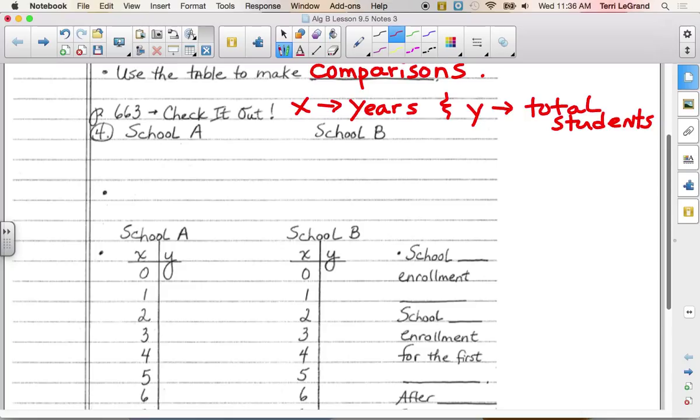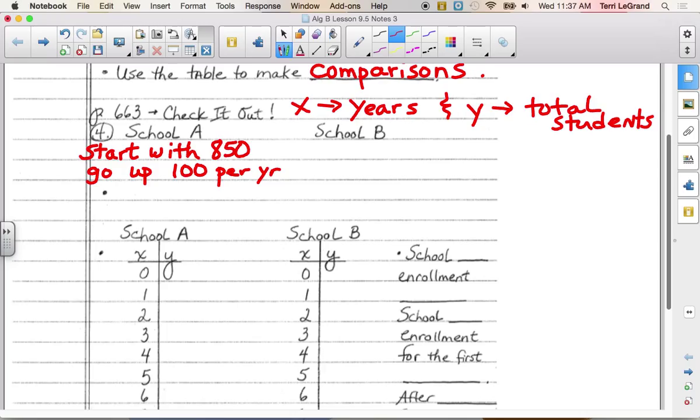Okay, so School A, let's just deal with School A. Let's write down some information that we know about School A. We know that they start with how many? 850. Start with 850. And they go up 100 per year. Well, if y is going to represent the total number of students, and x is going to represent the number of years, and they start with 850, they go up 100 per year.